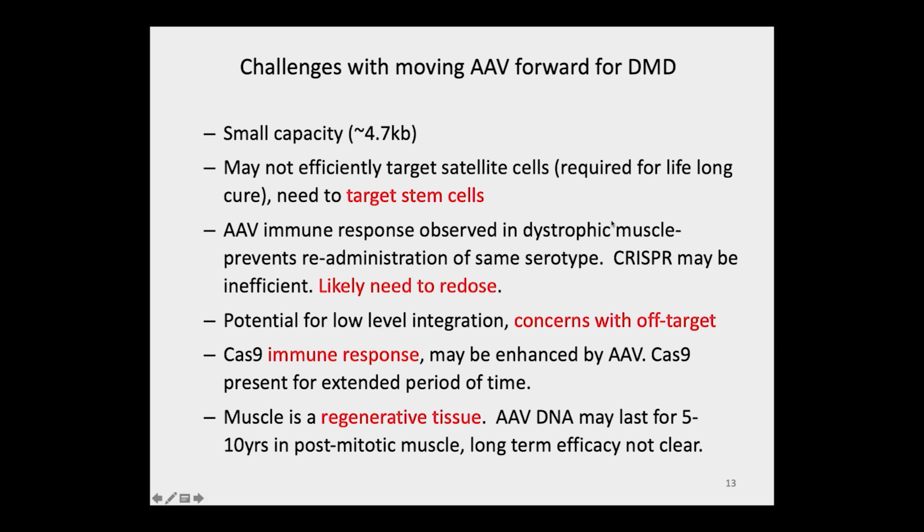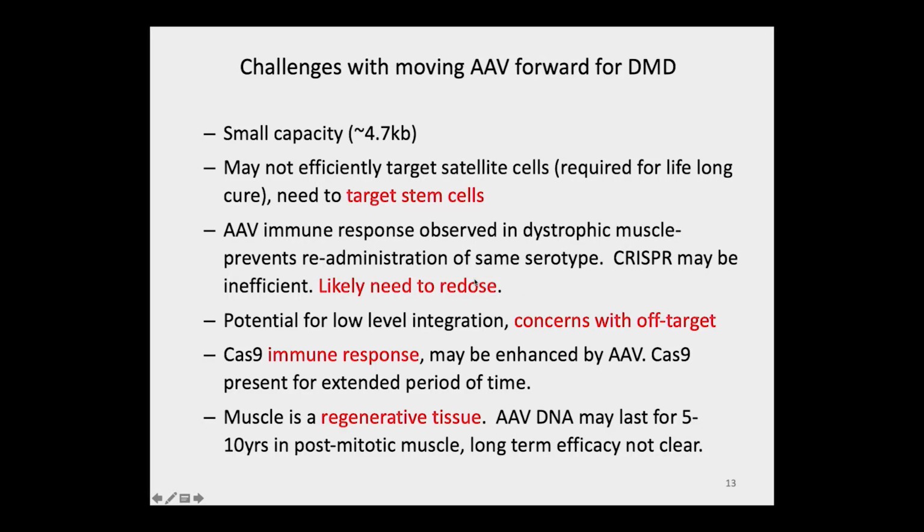So AAV and Cas9 are going to generate an immune response, and we know that CRISPR is likely, at least removing this entire region, is going to be inefficient, so you're likely going to need to redose. So we're thinking about trying to understand the immune response in this context, working with collaborators who think about the immune response to be able to redose. And then we obviously have concerns with off-target, so we're doing whole genome analysis, and we do see low levels of AAV integration, and so this is something that I think is not really discussed, but does happen in the field.